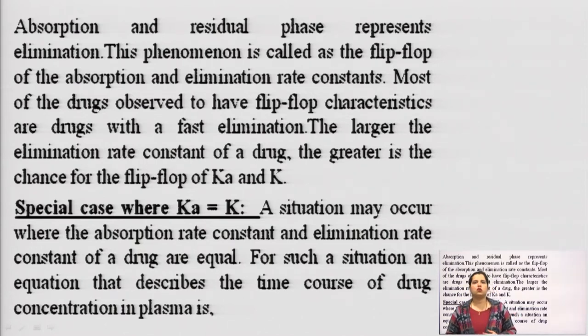This phenomenon is called the flip flop of the absorption and elimination rate constant. Most of the drugs observed to have flip flop characteristics are drugs with a fast elimination. The larger the elimination rate constant of a drug, the greater is the chance of the flip flop of Ka. This is basically flip flop.